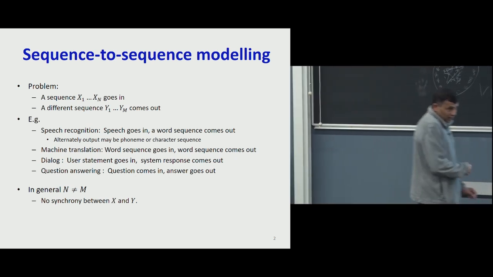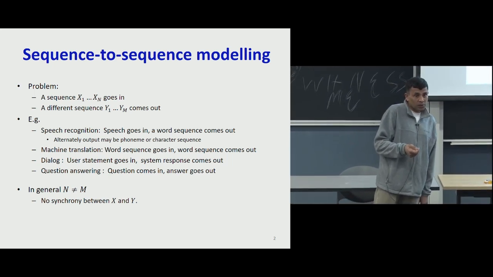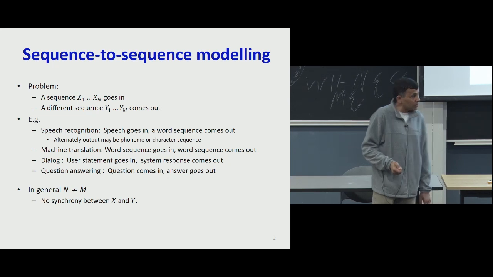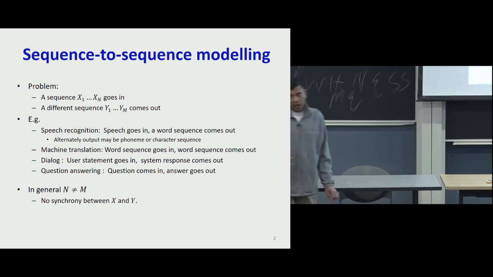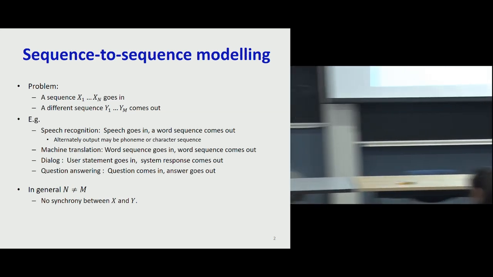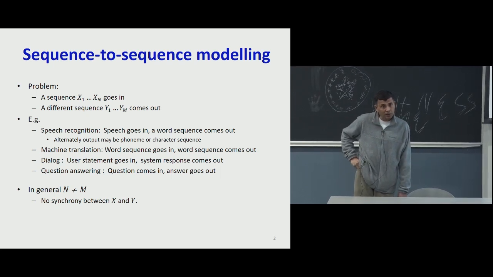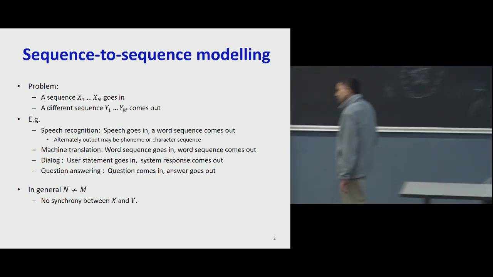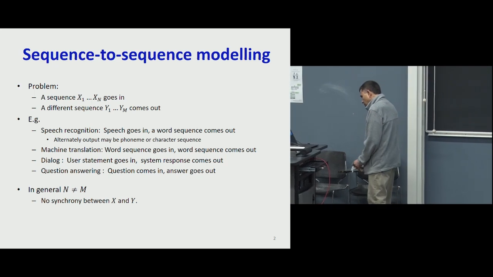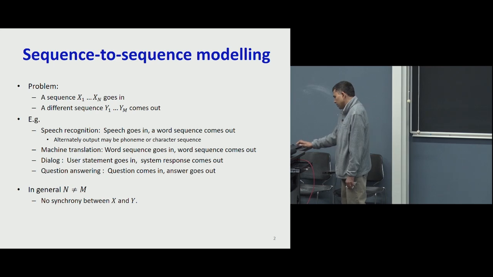It's exactly the same problem. Or question answering, a sequence of words comes in, it's a question, and an answer comes out which might either be brief or might be a sequence of words. So all of these look like very different problems, but they're fundamentally a case of sequence to sequence modeling. Now in general, the number of symbols that goes in may not be related directly to the number of symbols that comes out. So there doesn't have to be any kind of order or time synchrony between the input and the output.